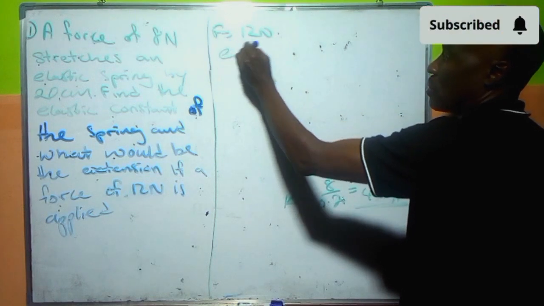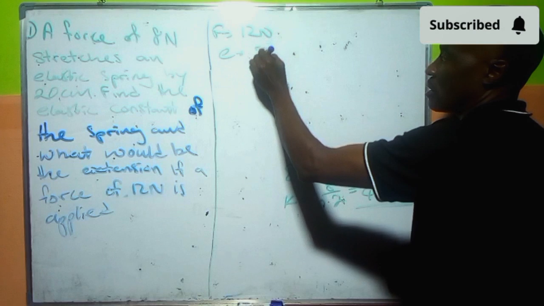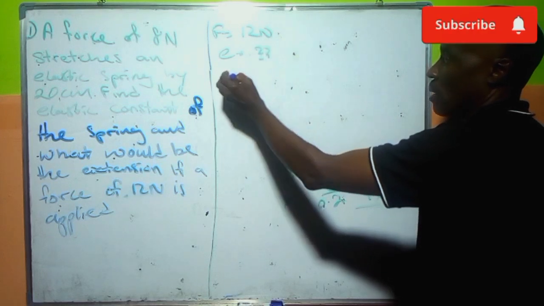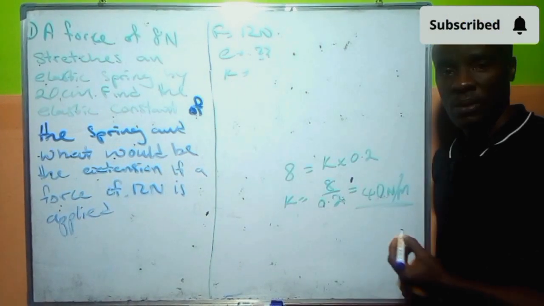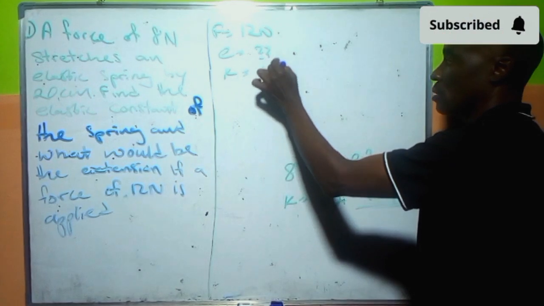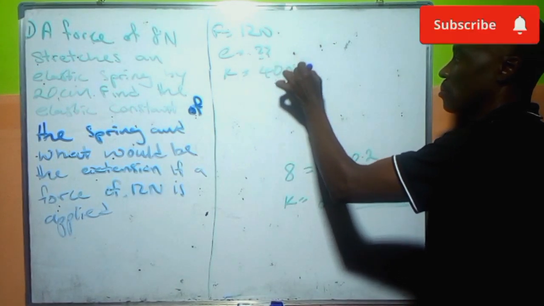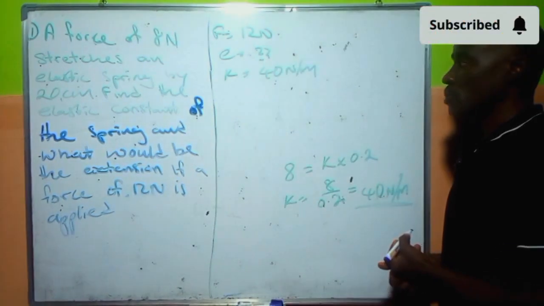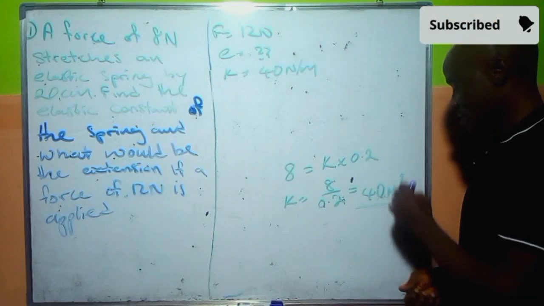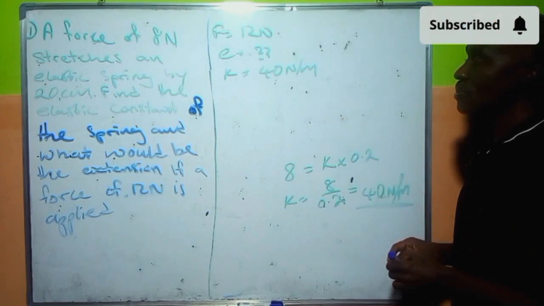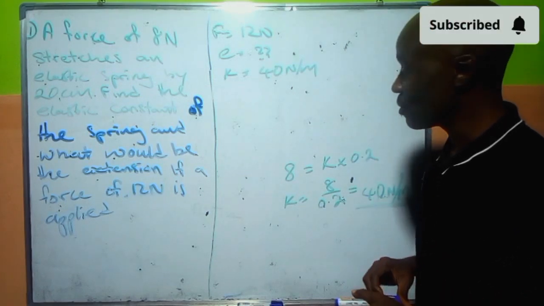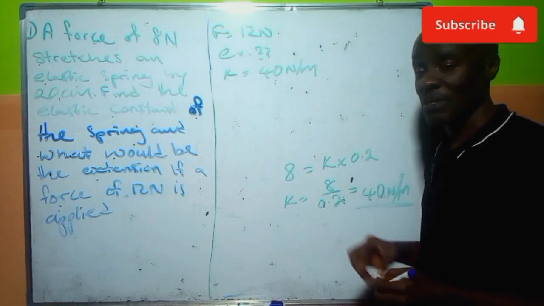And our extension is unknown. We don't have the extension. This is the one we are looking for, question mark. And then our K this time is what? 40 Newton per meter. Sorry, Newton per meter. That is what we have. It's not just Newton meter, it's Newton per meter.